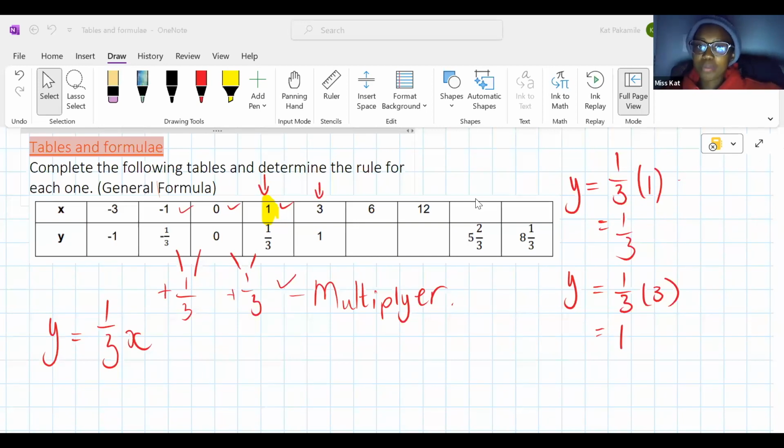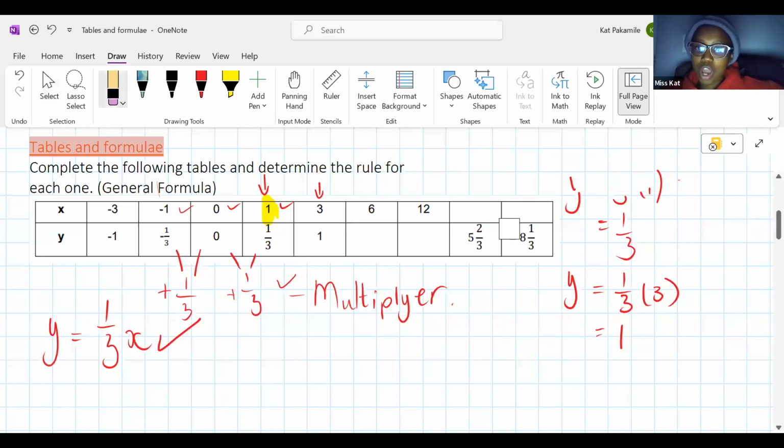Yes, it is. And yes, you may divide it by 3. Multiplying by a third and dividing by 3 is the same thing. So that would mean our formula is correct. Now that we have a formula, let us fill in the rest of our table.